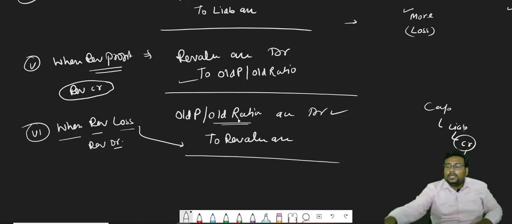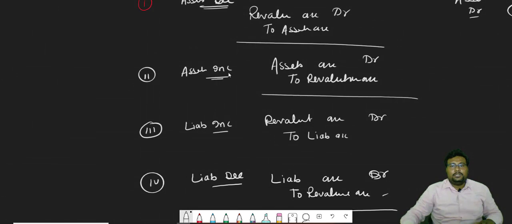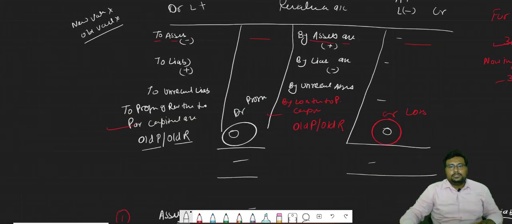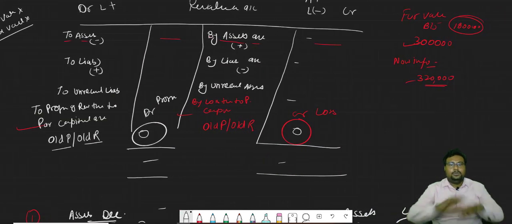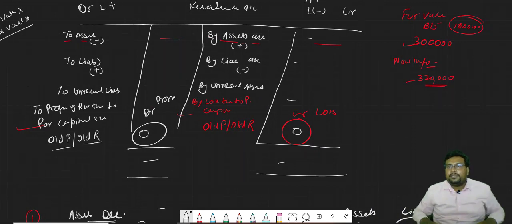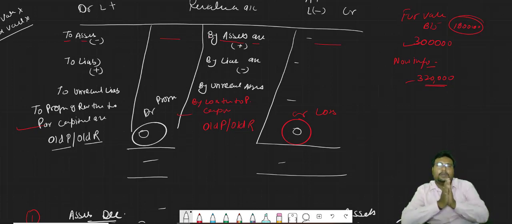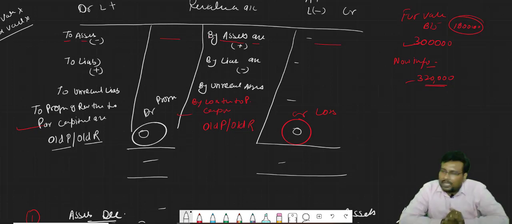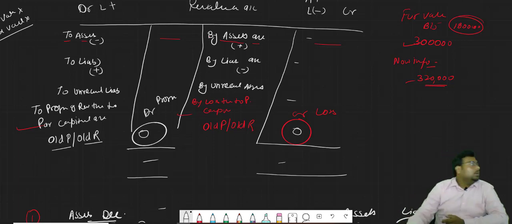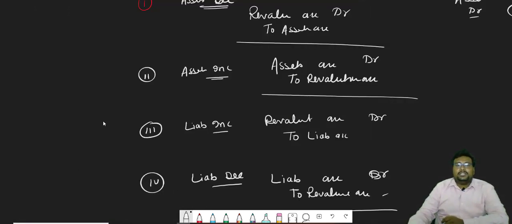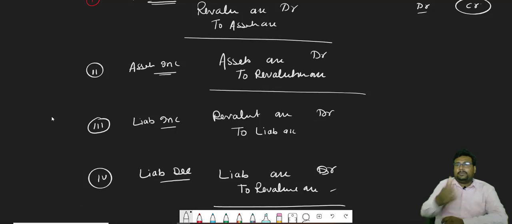So this is all about the revaluation format. When it is said to open the revaluation account, you can use this one, and by implementing this rule, assets minus, liability plus in debit side, assets plus, liability minus in credit side, you can go for the revaluation account. But when it is said to pass the journal entry for the same, by implementing this formula, this rule, you can pass the journal entry.